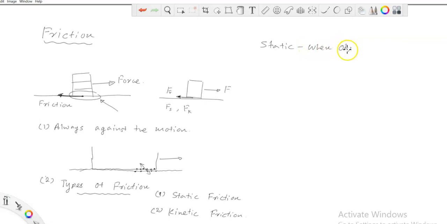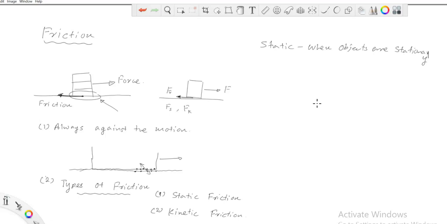So let's say static: when objects are stationary. Remember, friction is always between two surfaces, right? You can't just say the friction of the table or friction of the drawer. You always have to use the words the friction between the drawer and the floor, the friction between one object and the other, between surface 1 and surface 2. You have to have two surfaces that try to move relative to each other. So that's the way to correctly explain friction.